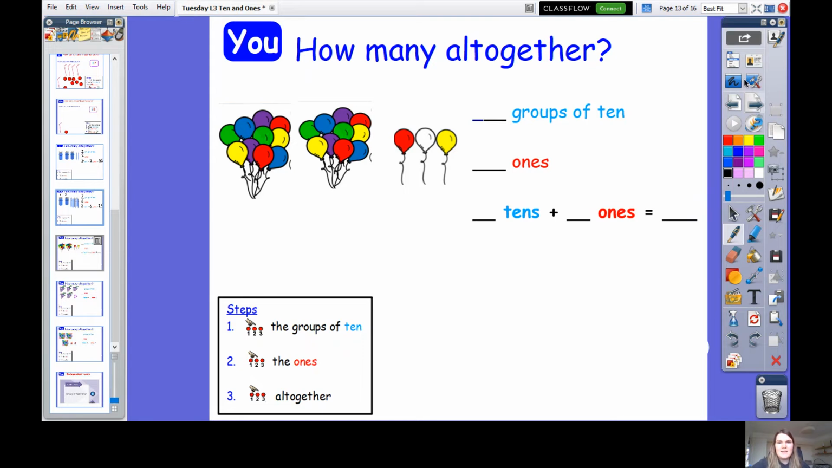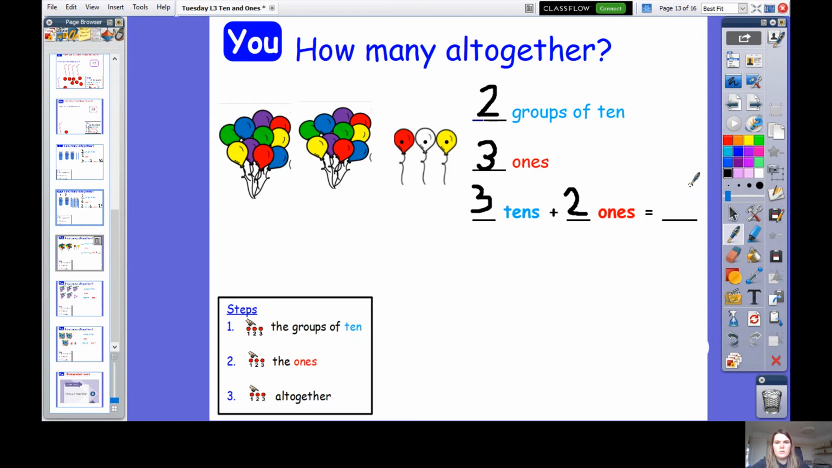Great, you've had a go. So how many groups of 10 were there? Very good. There were 2 groups of 10. And how many ones were there? Well done. There was 1, 2, 3. So I've got 2 and 3. What do I do now? I write them in the sum here. Fantastic. So I'm going to write my 3 and I'm going to write my 2.